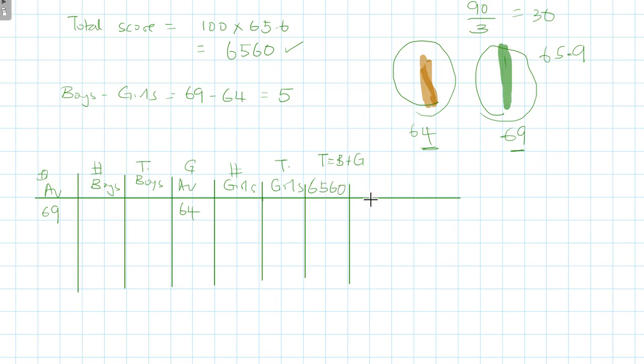Let me first assume, because I know that in this whole quiz there are 100 people, but I don't know how many boys and how many girls. My first assumption: there are 0 boys, and all 100 are girls. What will the total be? 64 times 100 is 6,400. But the actual total is 6,560. That means I have less.